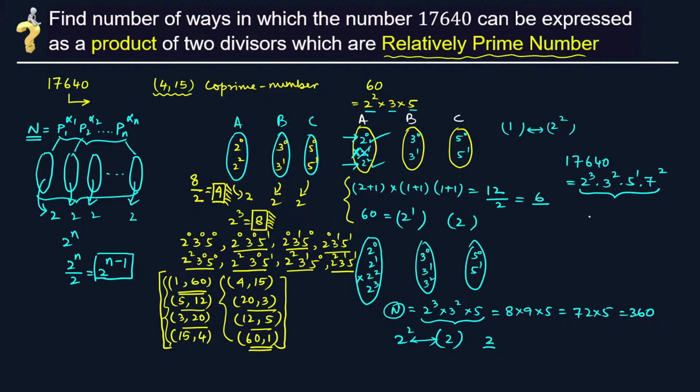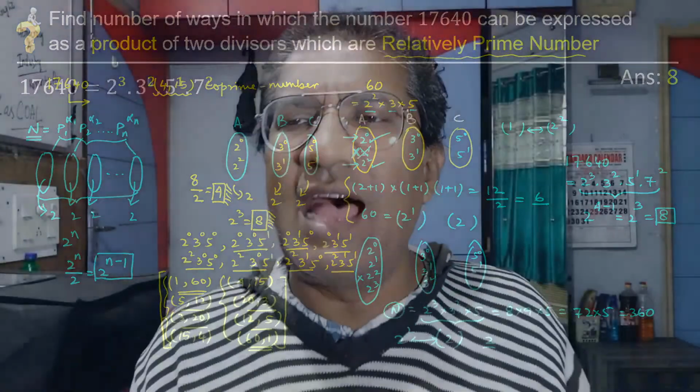So the total number of ways in which 17640 can be expressed as a product of two divisors which are relatively prime numbers will be 2 to the power 4 minus 1, that is 2 cube. So it gives us 8. So 8 such pairs are there. Yes or no? The answer is 8. Have you understood this?